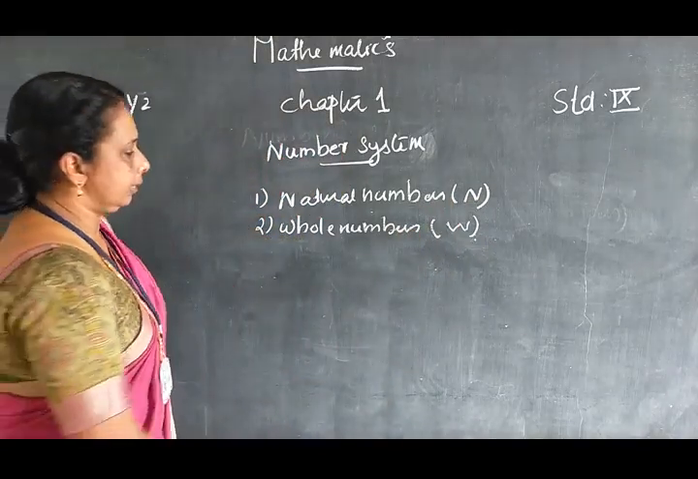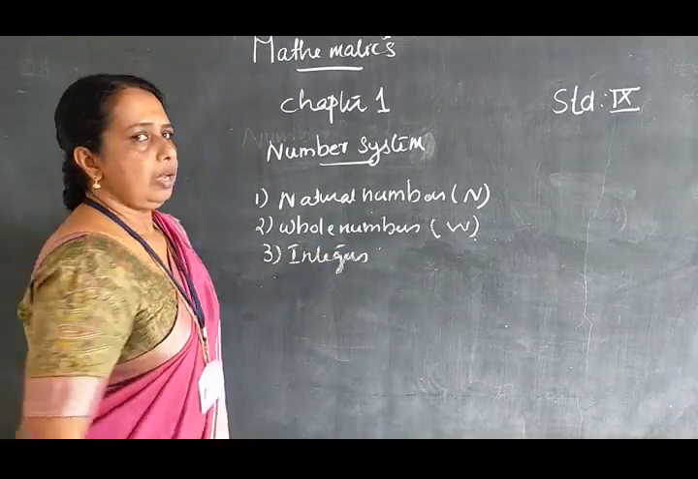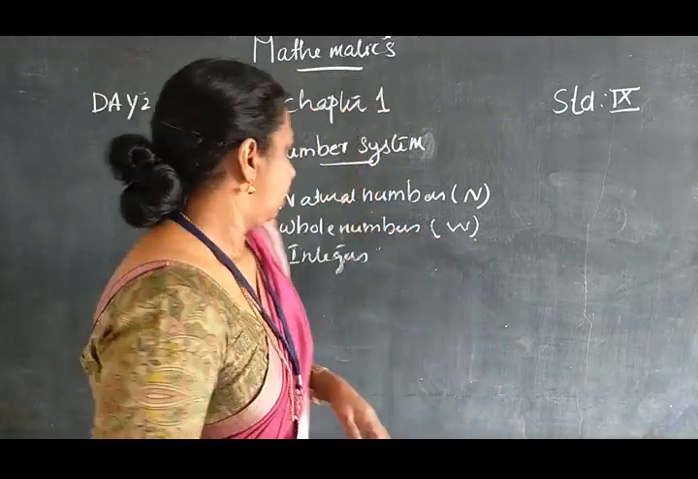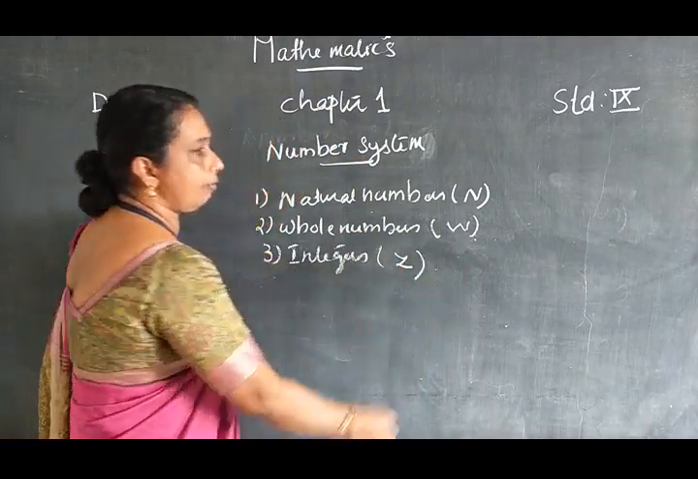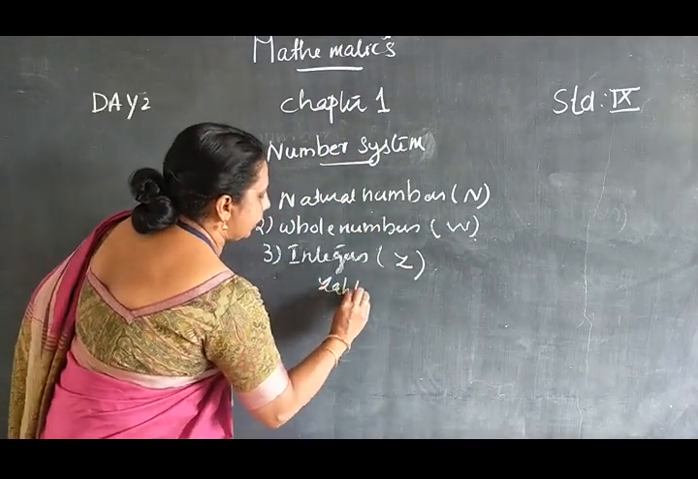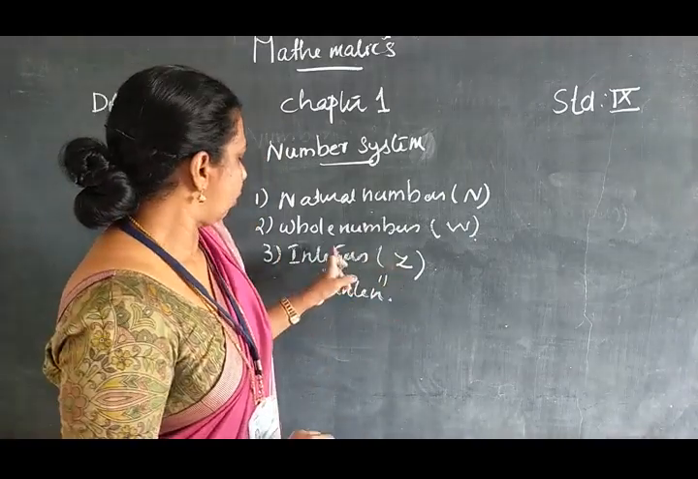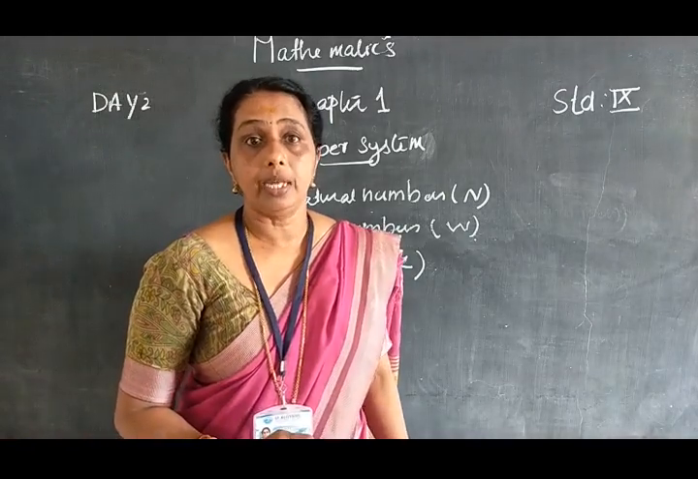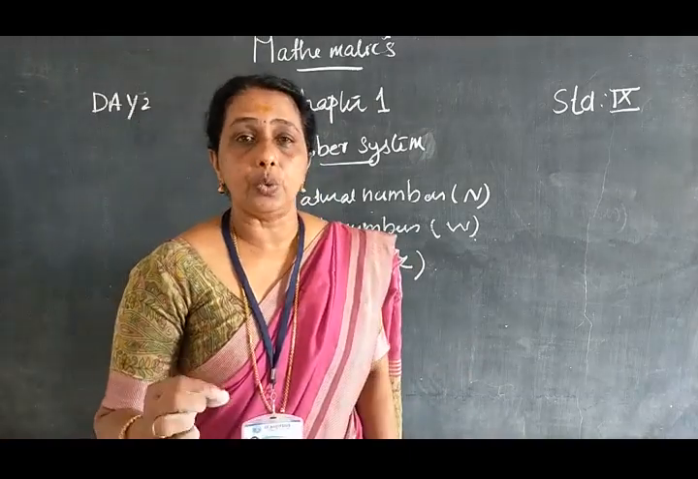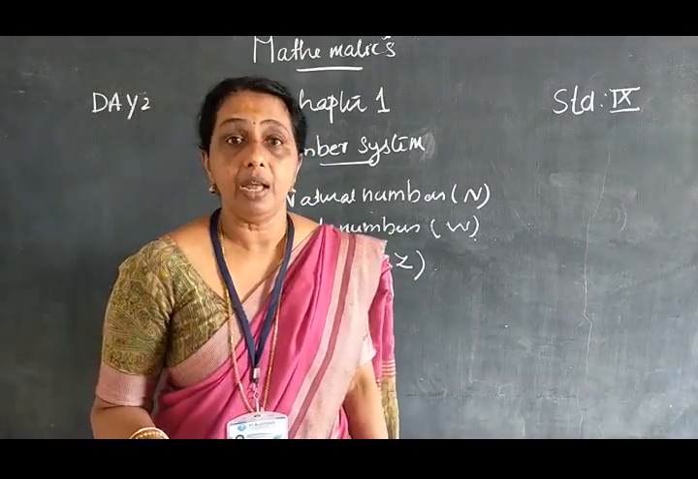The third one is integers. Integers are represented by the symbol Z. It comes from the German word Zahlen, which means to count. From that word we take the symbolization of integers, that is Z.